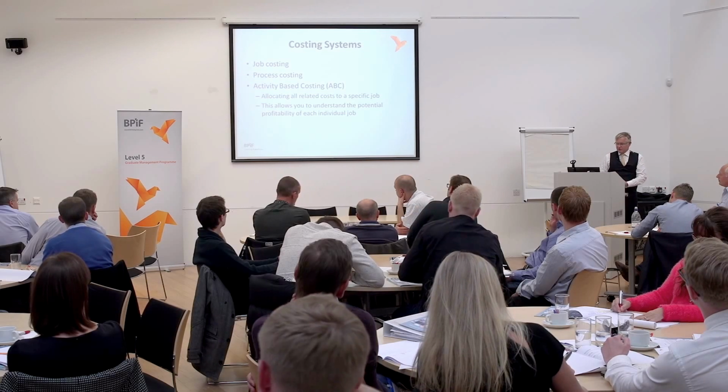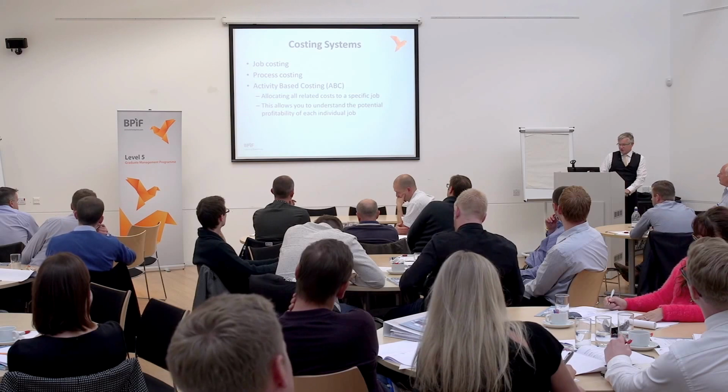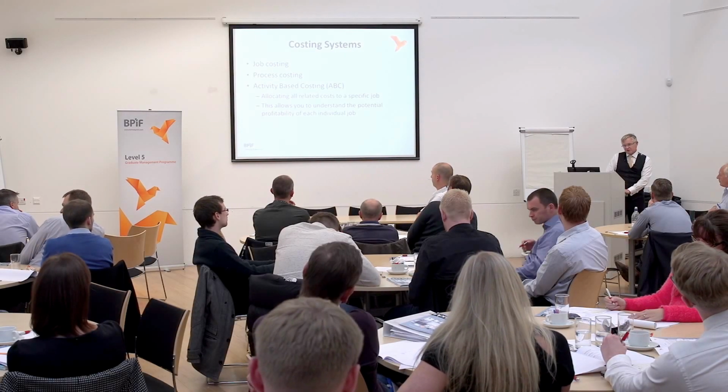Where you don't have a unique job, but you have a series of processes, then you would use the process costing system. You compile all your materials, your labour and overhead costs, they're added together for an entire process, and then you allocate them to an individual production unit. That works well when you've got large production runs of identical items, and that would work very well in print, so you'd often have process costing.